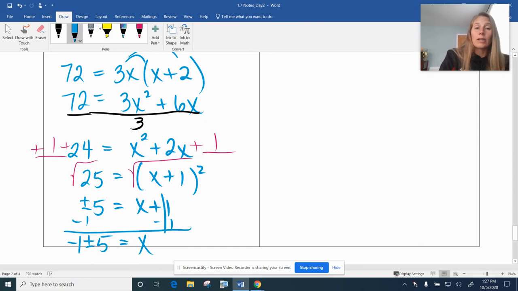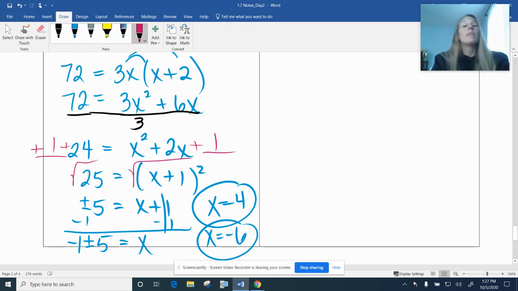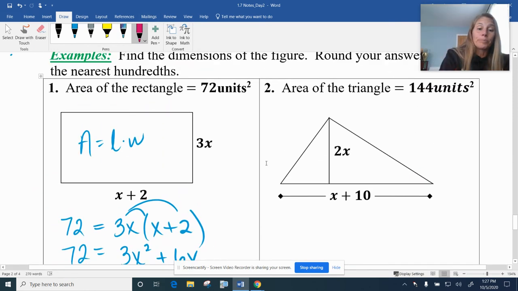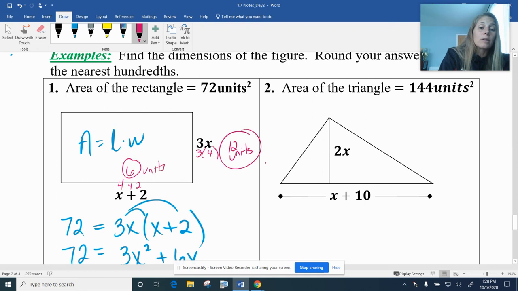Now be careful because you actually can figure out those two answers. -1 plus 5 would be 4, and -1 minus 5 would be -6. Now, because we're dealing with dimensions and measurement, a negative would not make logical sense, so our answer for x is going to be 4. And be careful because you're not finished. You have to plug that back in. So 3 times 4 would give you 12 units for this dimension, and 4 plus 2 would give you 6 units for the other dimension.